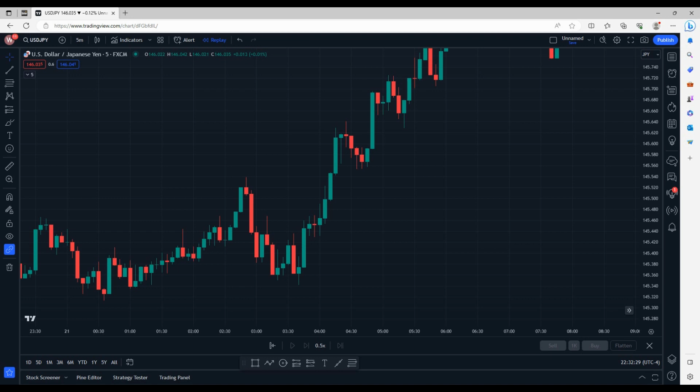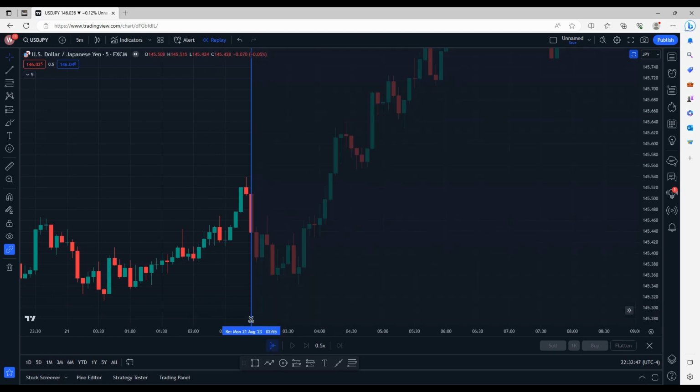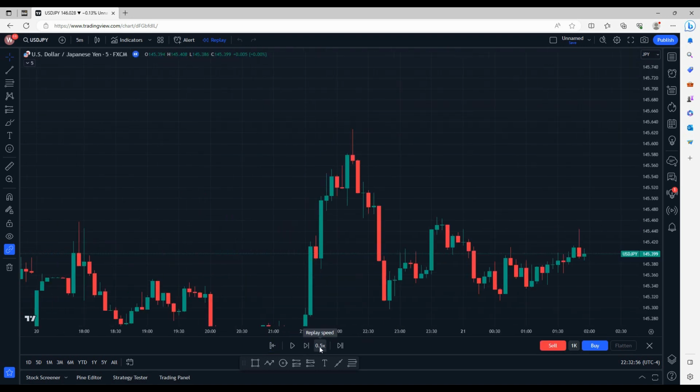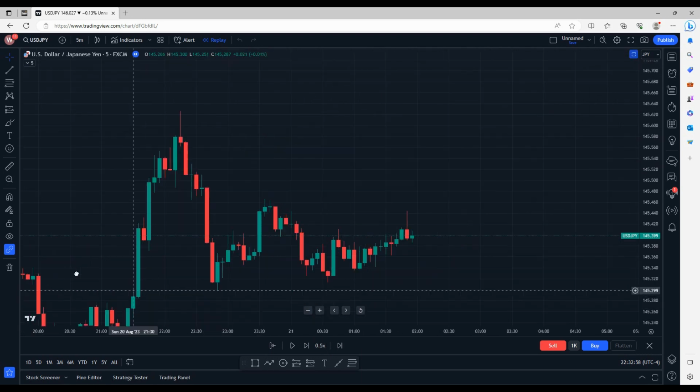In front of you we have the Forex pair USDJPY on the 5-minute chart using the TradingView software. This will be a backtesting session starting with the London session, and we'll see what it gave us. At first glance it looks like it was a trending day, but let's see how good it was. So I'll do the replay mode and we'll look at it together.